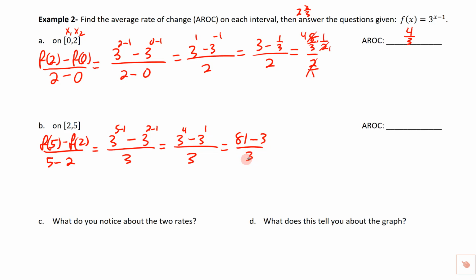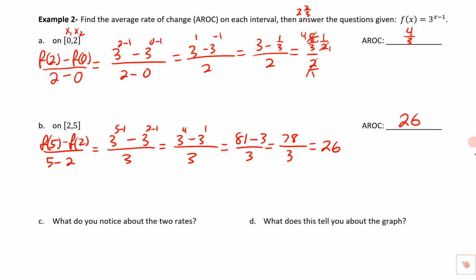Now, we might be tempted to cancel those. Remember, you can't cancel terms. You can only cancel factors. So let's go ahead and figure out what this is here. We end up with 78 over 3. And 3 goes into 78 26 times. So the average rate of change on that interval is 26.